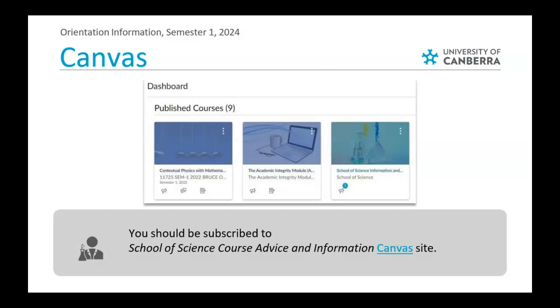You'll have a few tiles set up. So here we have one with the contextual physics with mathematics, the academic integrity module, and then the School of Science information course advice page. So this is what I was sort of referring to before. When you've got this one there, that's where you can find maybe more detailed information than what was in the digital handbook.